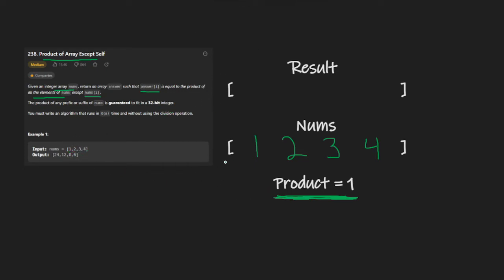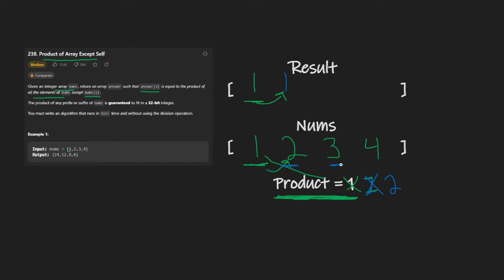Like I said, we're going to start with the product. At the first index, we're going to insert the product, and then update the product. So 1 times 1, so it stays 1. Then we go on to the next index. We insert the product here, and then update the product. So 1 times 2, right? So now product equals 2.